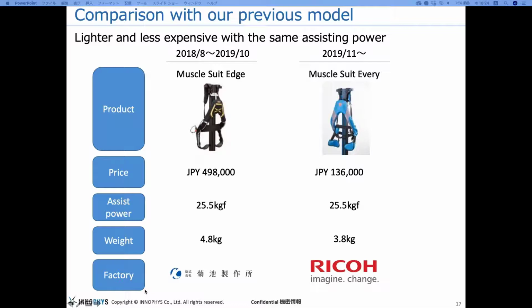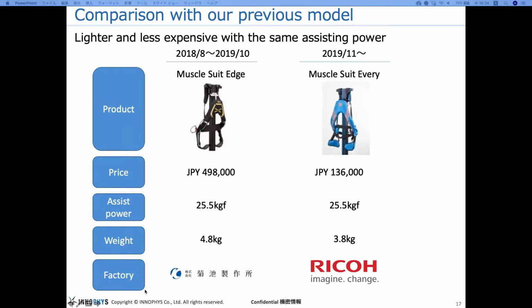So what we did was we basically changed the material of the product. The previous model was made from aluminum, but now our current model is using plastic resin, so it's lighter. And we also reduced the number of parts significantly, so that also gives us the opportunity to reduce the cost. So this is what we challenged, and we made this latest model.